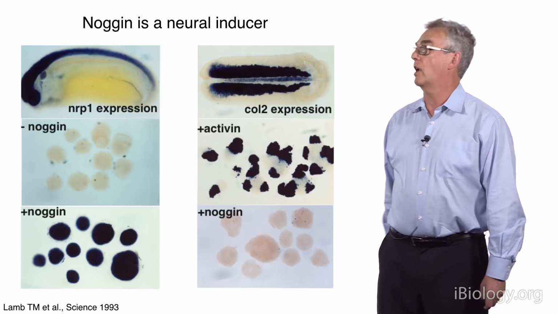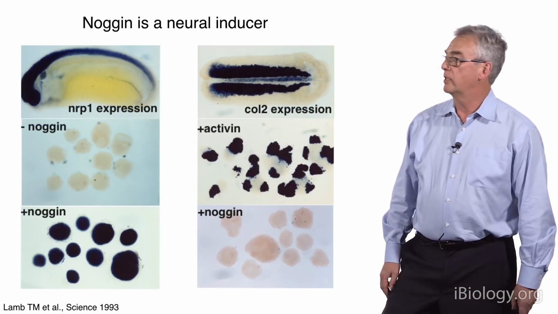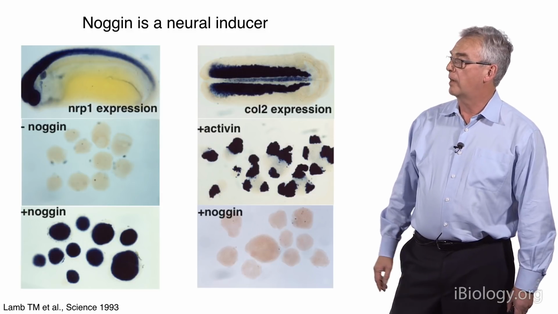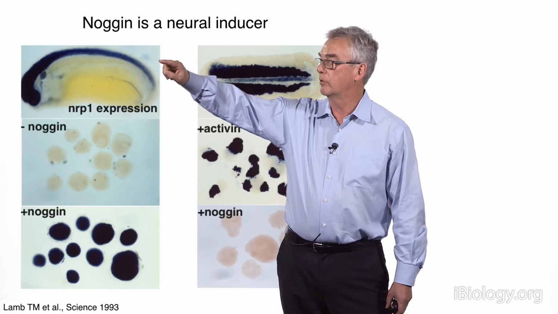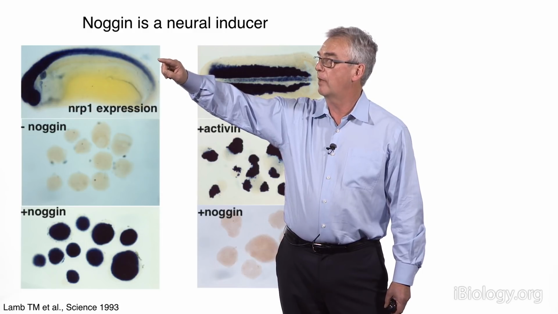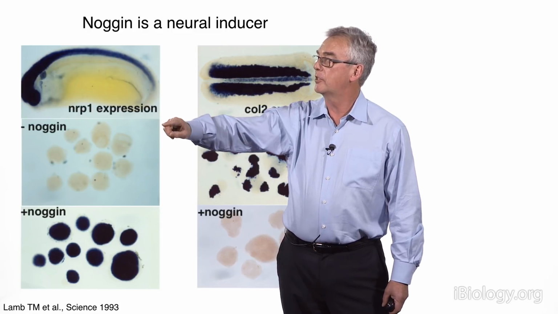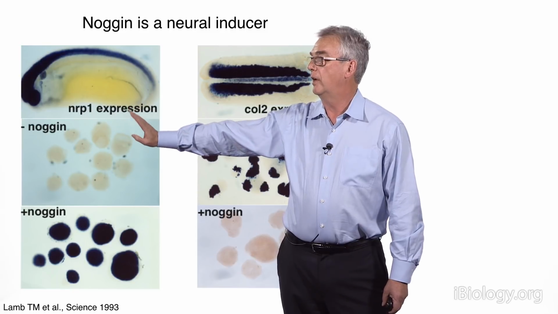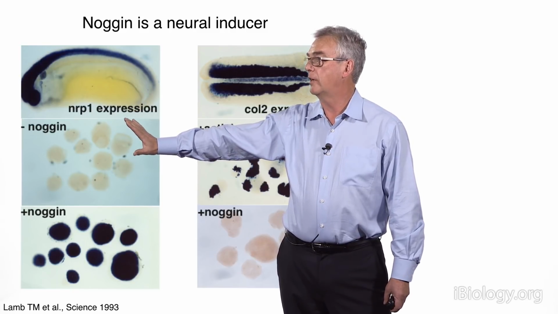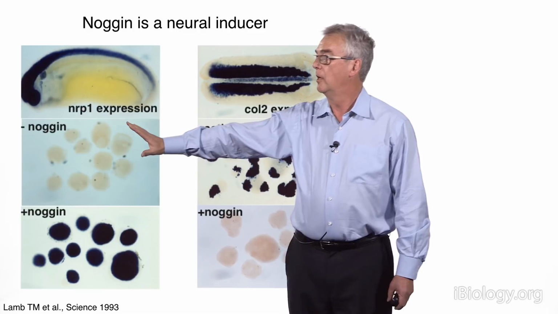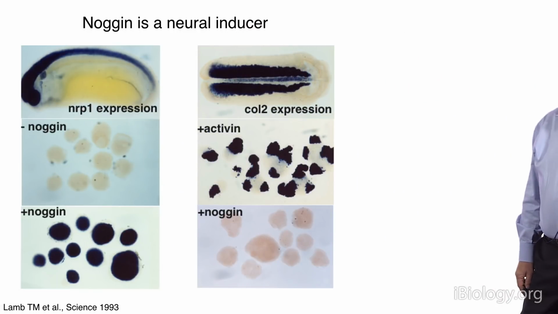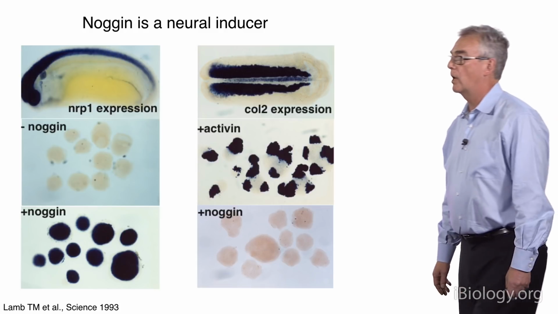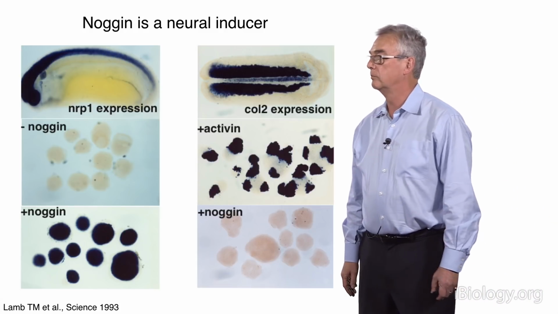Here are some pictures of the kind of results that we get. These are done by Anne Knecht in the lab. And so here we have a molecular assay for neural tissue. This is a gene that's expressed throughout the nervous system. And here are some of these explants that lack noggin, and they don't stain for this gene. But the parallel explants that were soaked in noggin protein, as you can see, are robustly induced to make this marker gene, and so we can say they're neural.